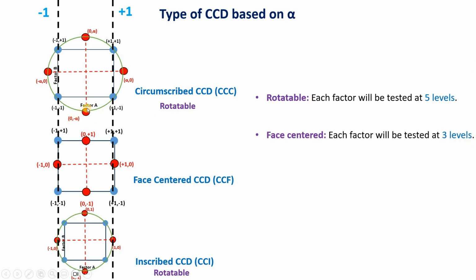What I mean by that is, if we see this particular factor A, to design this, what will be the values for A? One will be minus alpha, -1, the center value, +1 and alpha. So how many values will be required for A? 1, 2, 3, 4, 5. So for circumscribed, we require a total of 5 levels for each factor, whereas if you see the face-centered, how many levels for each factor are required? For factor A, 1, 2 and 3. So only 3 levels are required for each factor for the face-centered.